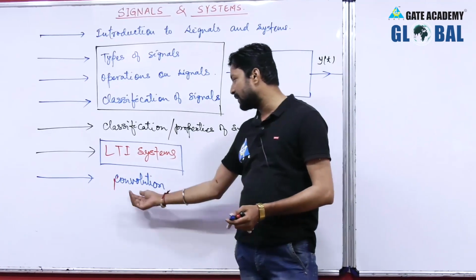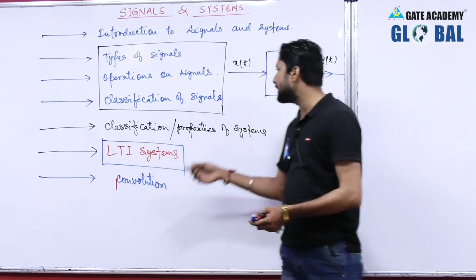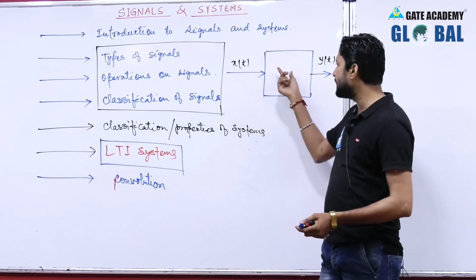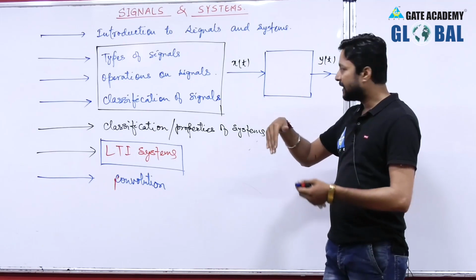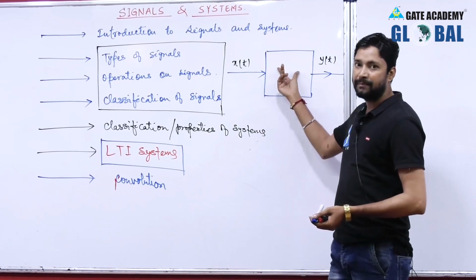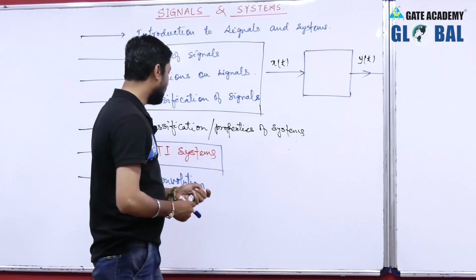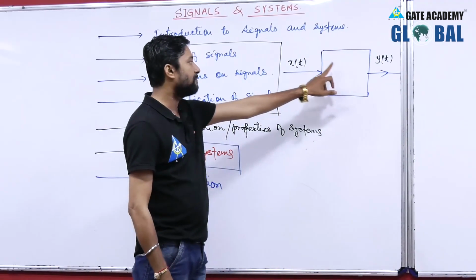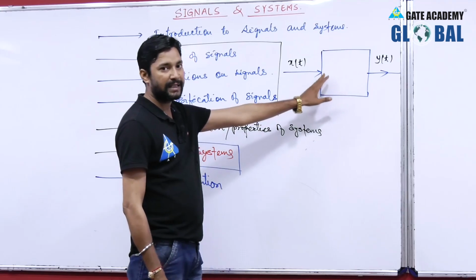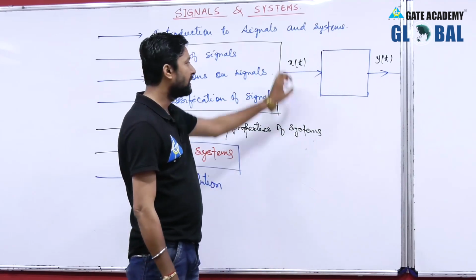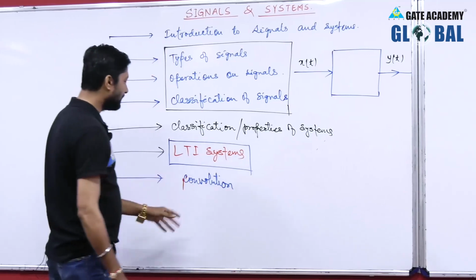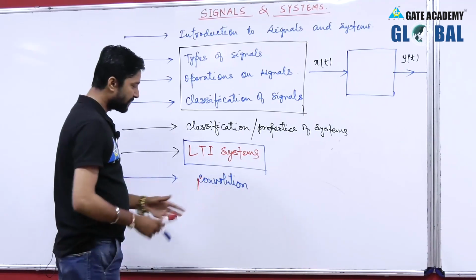But if you use convolution, and if you know what input you are applying and what the impulse response of the system is, we will be defining the impulse response. What is the impulse response, we will be seeing it. But if you have knowledge about the input and the impulse response of the system, then you can predict the output of any LTI system for any given input. It will be given by the process of convolution.